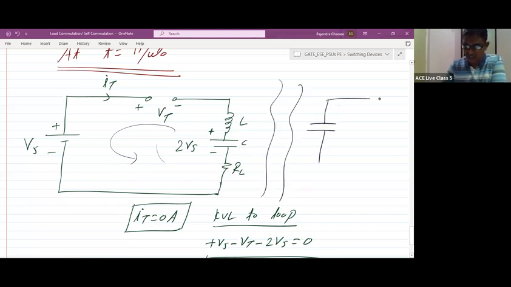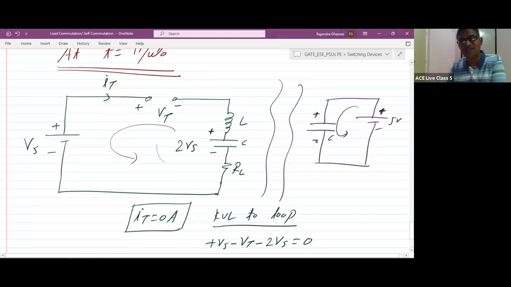Suppose for the capacitor, I apply a battery voltage. Suppose this is 5 volt, and here we have a capacitor. While charging, how does the capacitor charge? It will be plus here, minus here. The capacitor will be charged like this, plus here, minus here. And how does the capacitor discharge?